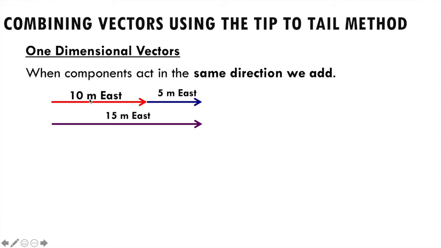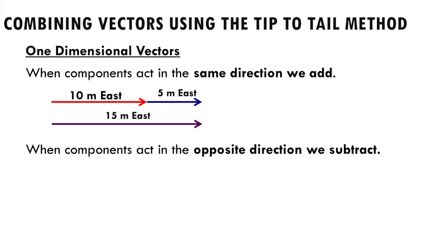Which makes sense. If you think of this as somebody walking down the street, they walked 10 meters east, and then after that, they went 5 meters east more. So how far did they go? 15 meters east. If they're going opposite directions, then you're going to subtract them.